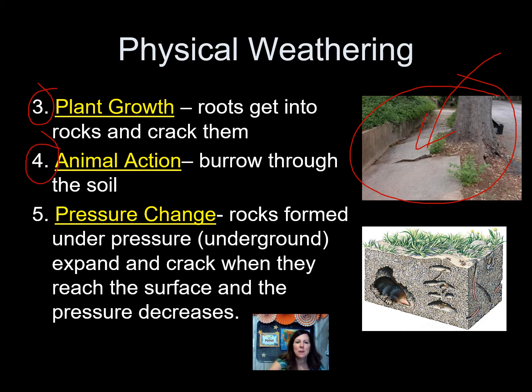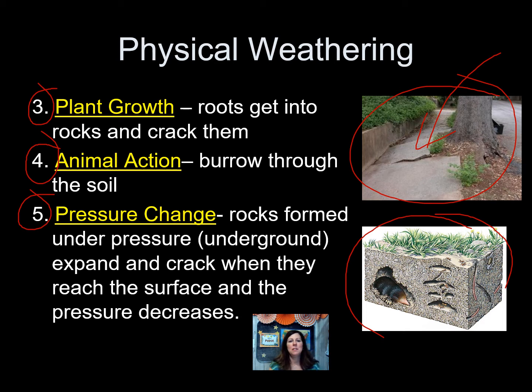Another type of physical weathering is because of animals. We call that animal action, especially when animals burrow through the soil, such as moles, and lots of different animals can do that. They can break up rocks as they go through, or create tunnels under rocks, and then the rocks sink and break. And we can also have physical weathering because of pressure changes.